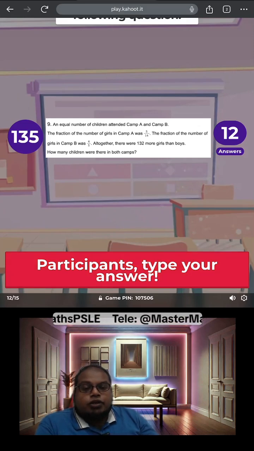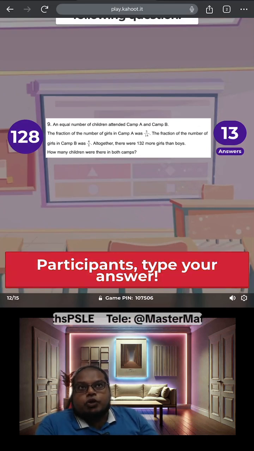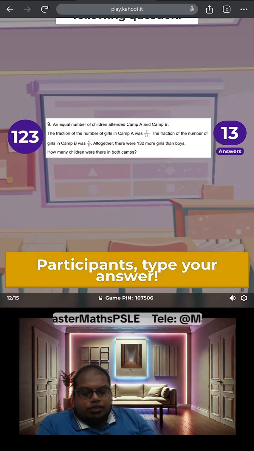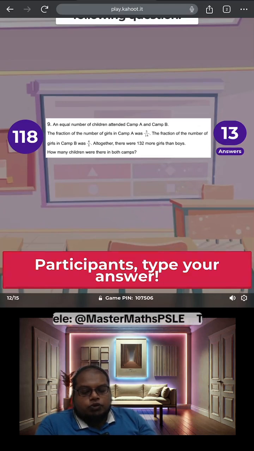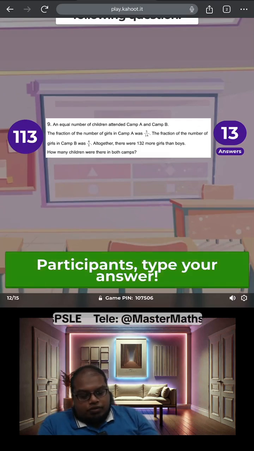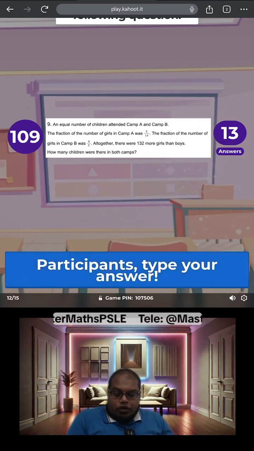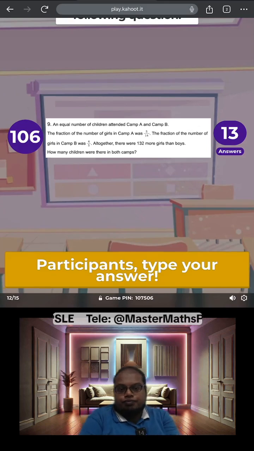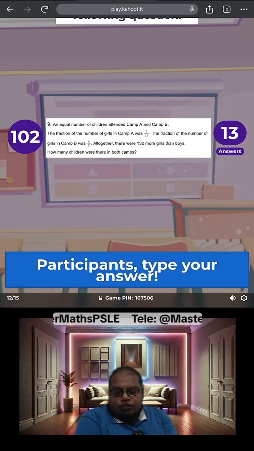Okay, like I said just now, the hint here is about equal number of children attended Camp A and Camp B. So it's about the children that attend Camp A, right? Is it the numerator or denominator that is about the number of children that attended Camp A? And for Camp B also the same. So once I identify that, that is the one I need to make the same. Okay, 1 minute and 40 seconds more.